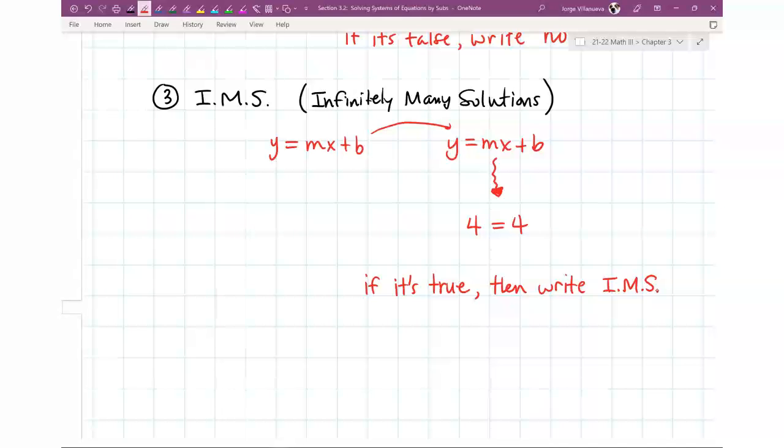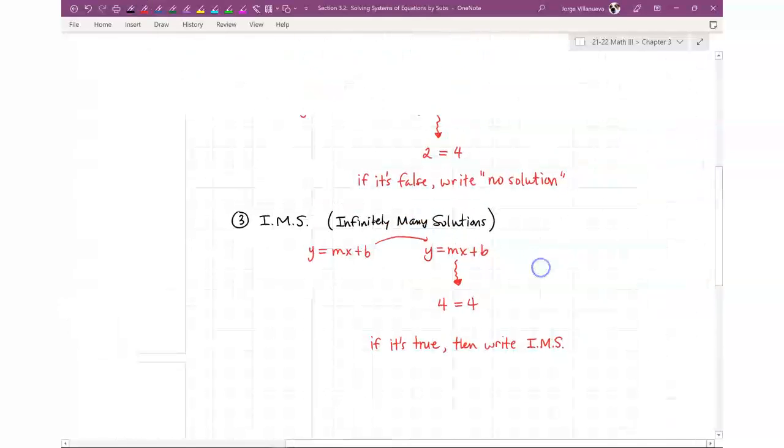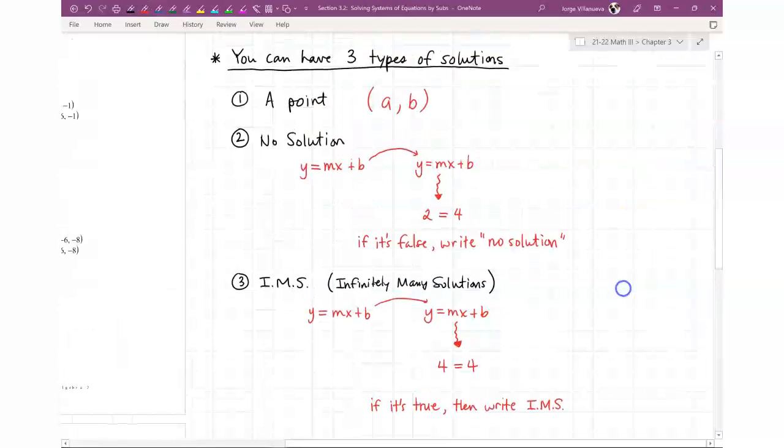But I just wanted to show you the 3 types of solutions that could occur. So I'm kind of zooming out just so you can see the 3 types of solutions that could occur whenever you're doing a substitution problem. You're either going to get an actual answer, a point, or you're going to get no solution, which is a false statement, and infinitely many solutions, which is a true statement.